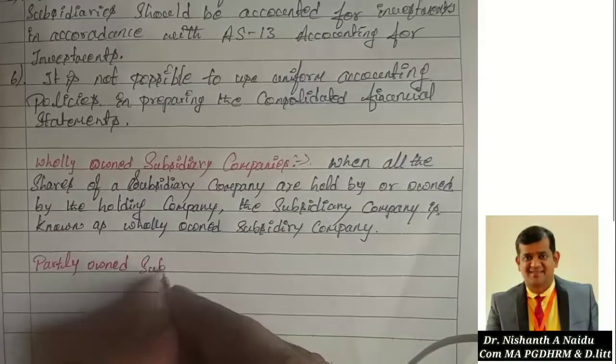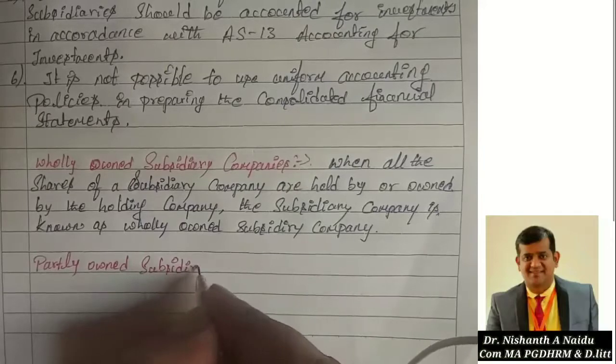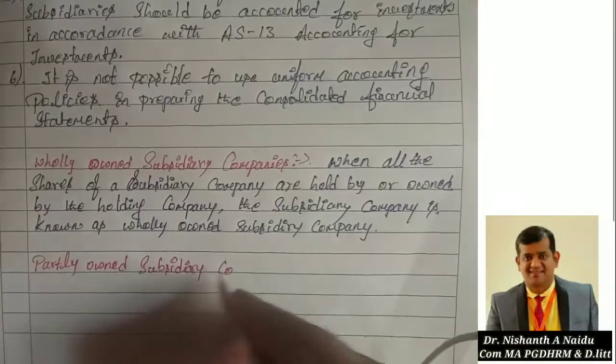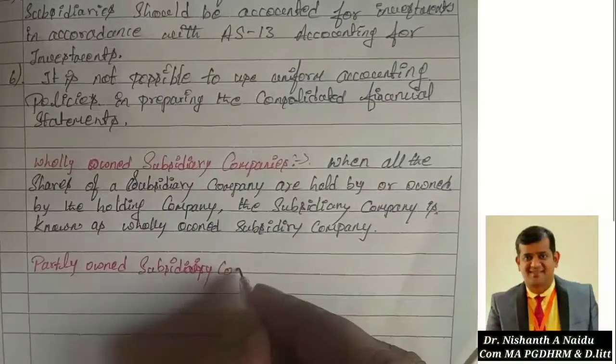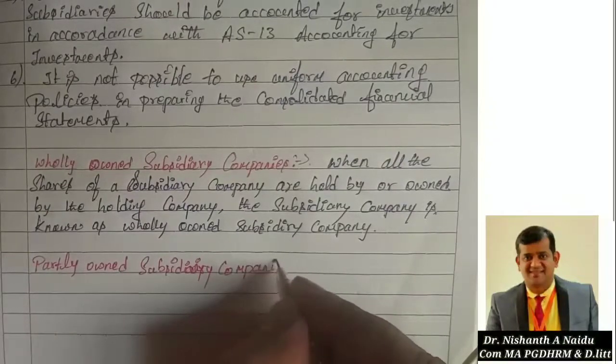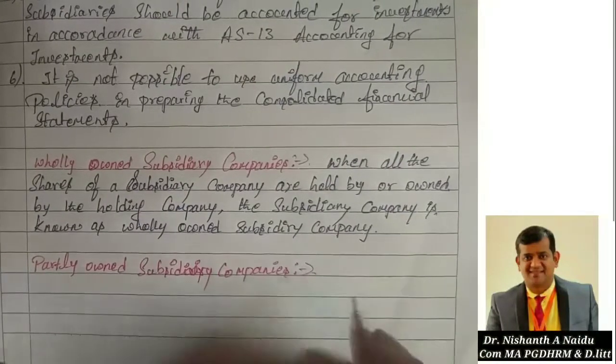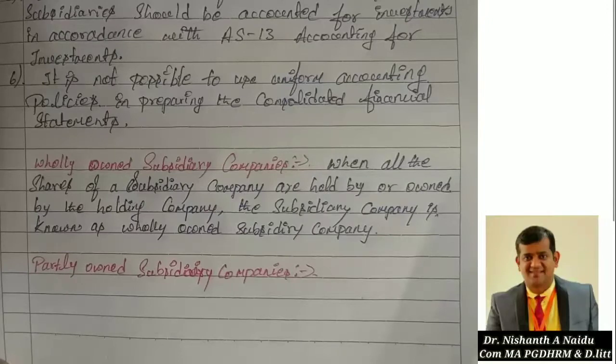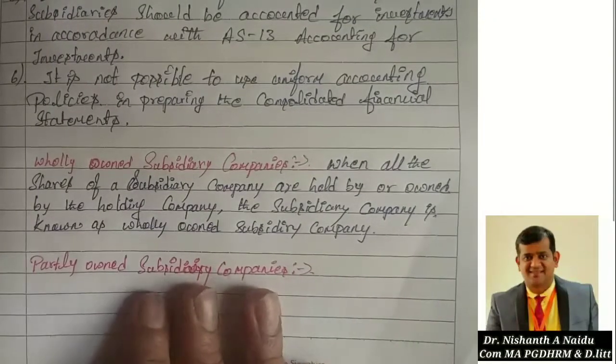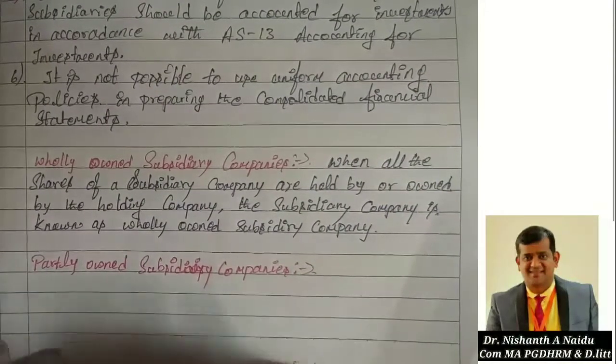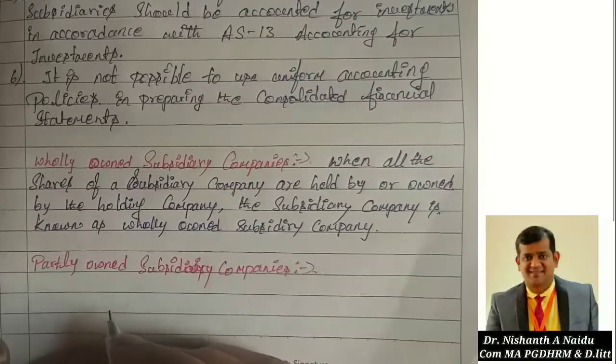So next, let us understand partly owned subsidiary companies. See, what does partly owned mean? Partial shares of that company are acquired by the parent company, that is called partly owned company.